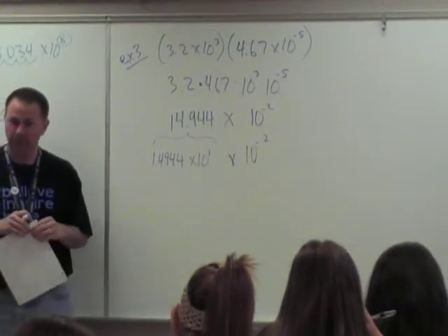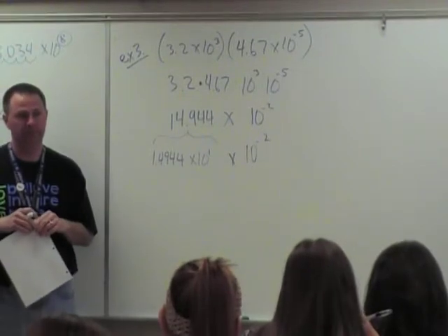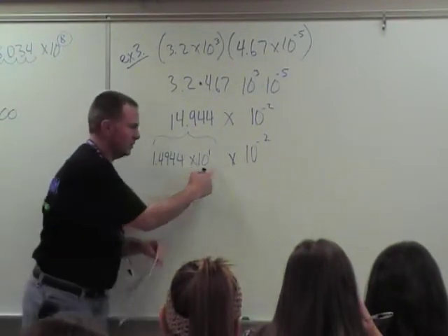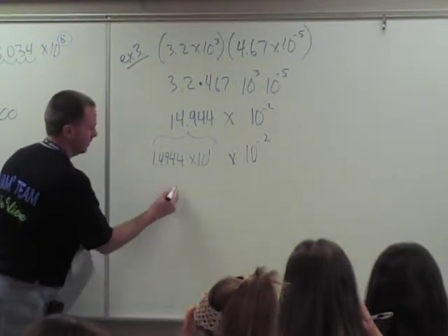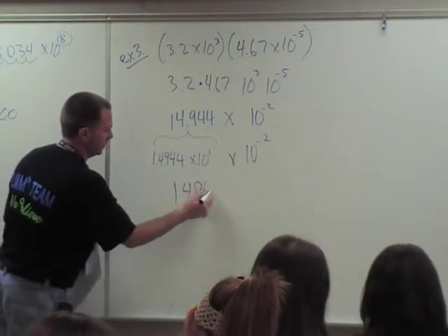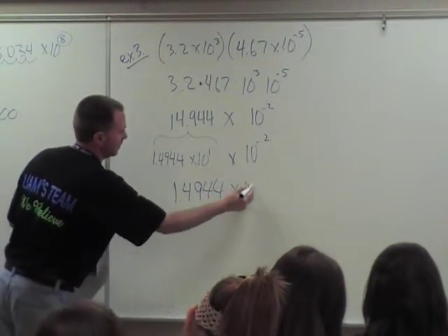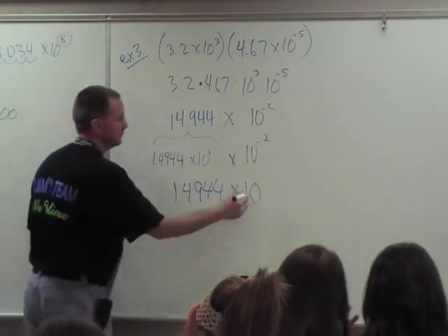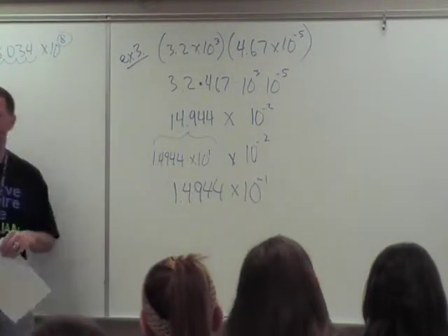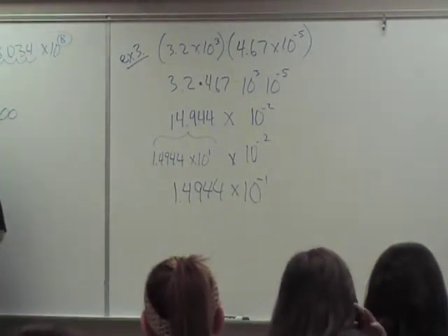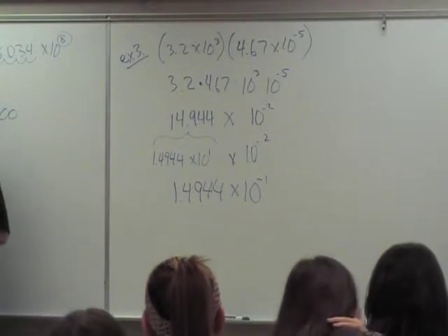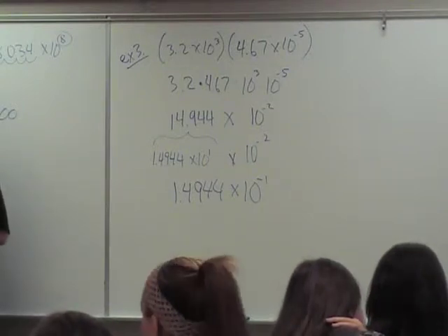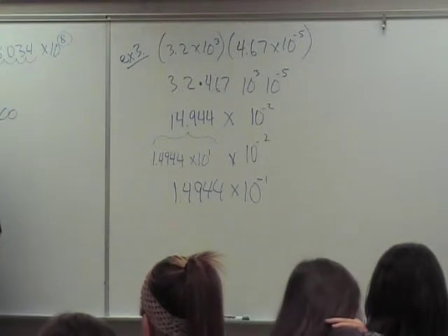Okay, are we done? No. Why not? Gotta multiply by 10 to the first one. Yeah, these two can go together, can't they? What's 1 plus -2? Negative 1. Are we done? Yes. We are. No, with scientific notation, you need one digit on the downstairs of the 10s. Okay?